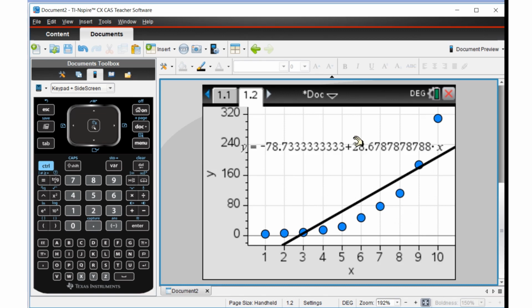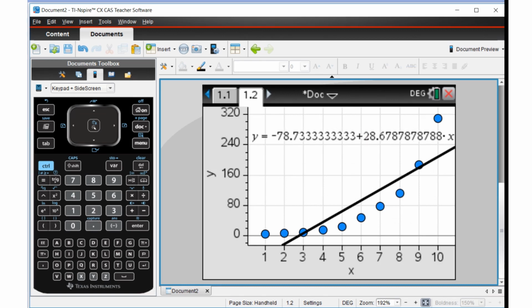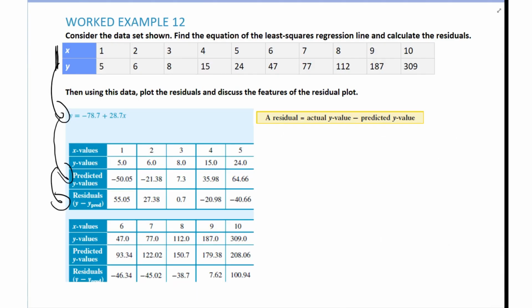And you can see that our linear regression is shown here, minus 78.7 plus 28.7 times X. And that is what we see here. Okay, so that's how you generate that regression line, that least squares regression line.